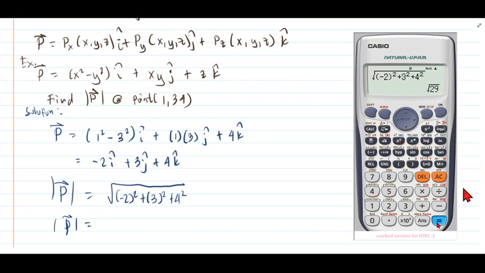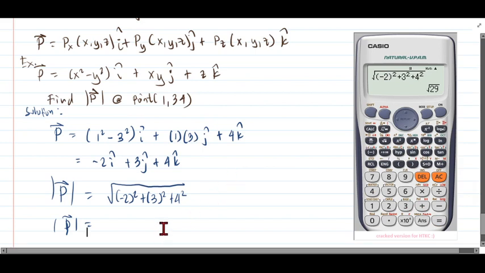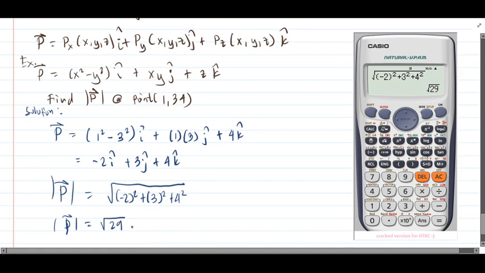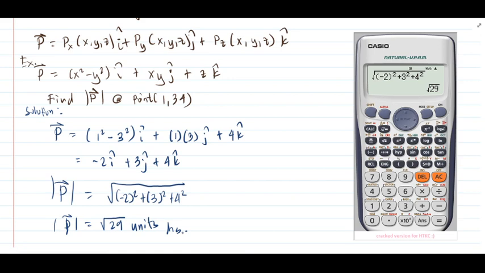Negative 2 squared plus 3 squared plus 4 squared will be equal to square root of 29, no? So square root of 29 units, no? So this will be the answer. So that is how we are going to solve, no, problems involving vector fields.